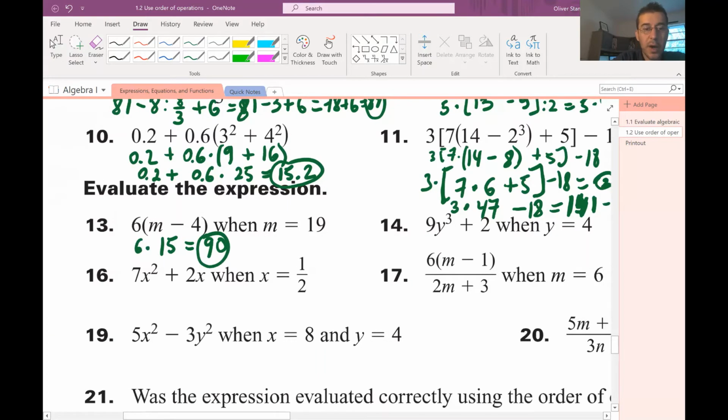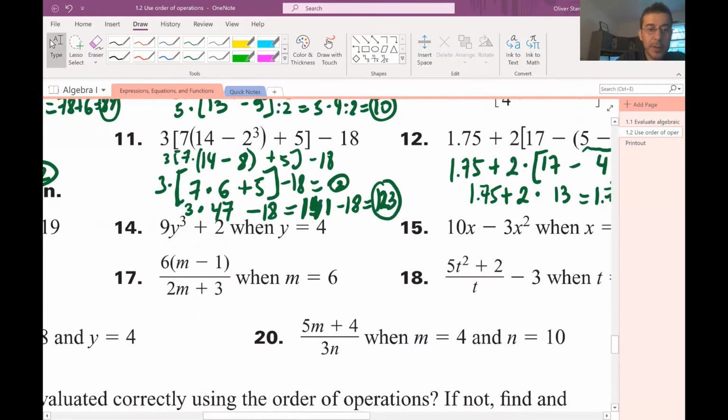14: 9y cubed plus 2. So let's substitute. We're going to substitute 4 for y. So this becomes 9 times 4 cubed plus 2. We're going to do the powers first. 4 cubed is 4 times 4 times 4. 4 times 4 is 16, times 4 is 64. So this becomes 9 times 64, and then plus 2.